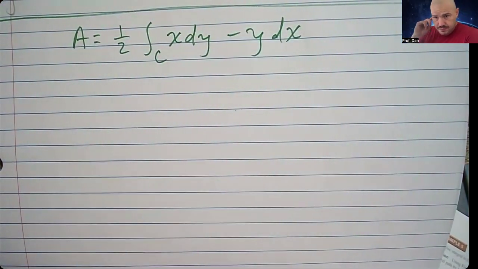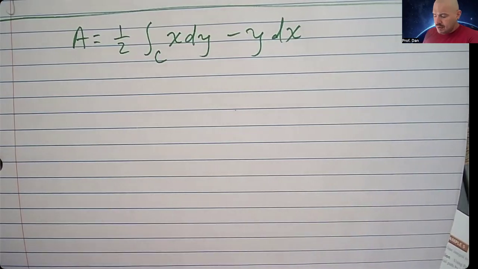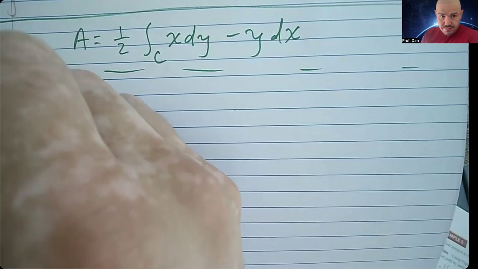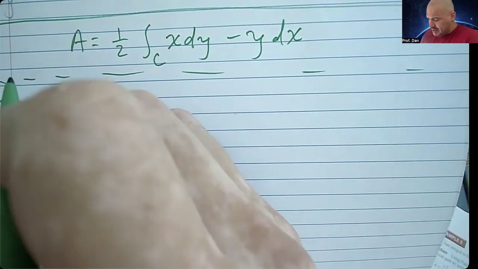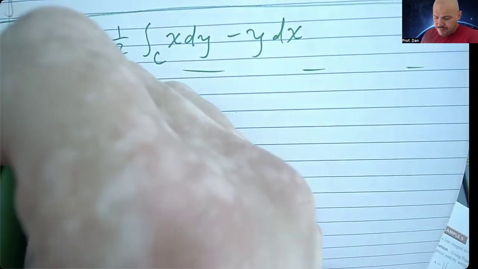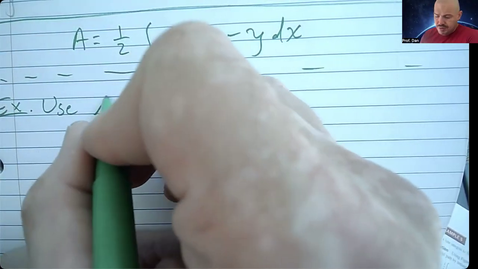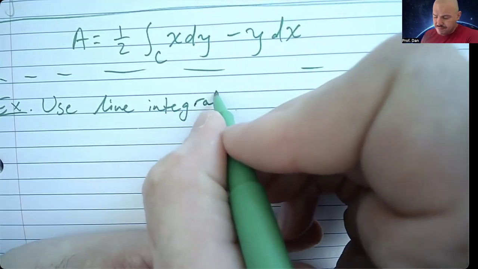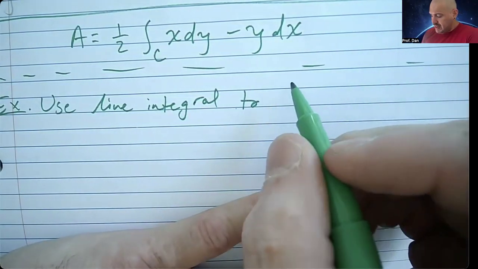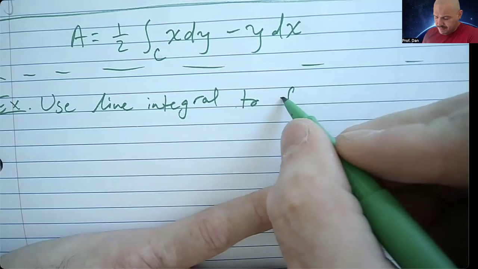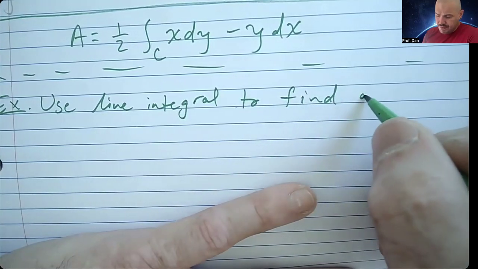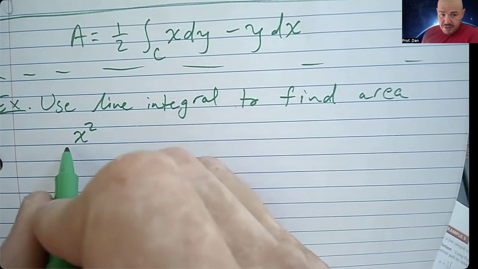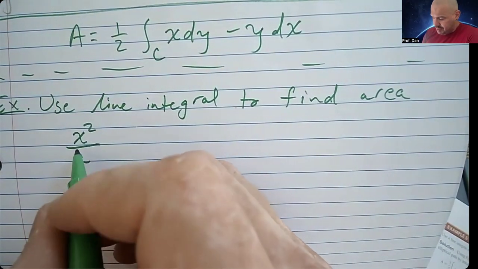All right. So as an example of that, let's say that we want to use a line integral or a path integral to find the area of an ellipse. So find the area of the ellipse given by this equation.